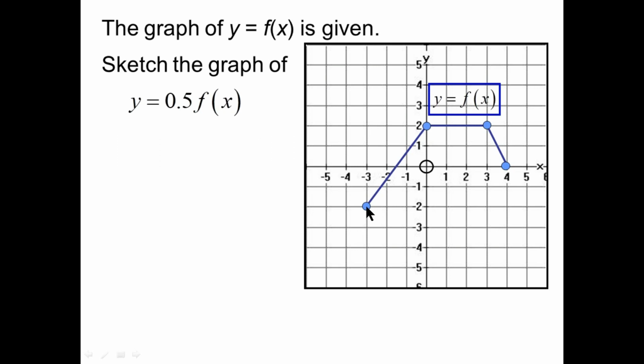So we go to the corner points and we consider the y value here, which is minus 2, and multiply it by 0.5, or take half of it, and that becomes minus 1. And we do this with each corner point. Consider this point, the y value is 2, multiplied by 0.5, and that becomes 1. Same with this one, the y value is 2, multiplied by 0.5, it becomes 1. The y value here is 0, and multiplying that by 0.5, it remains 0. Join the points together, label your graph y equals 0.5 f of x.